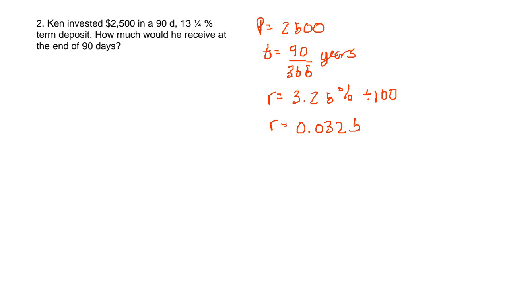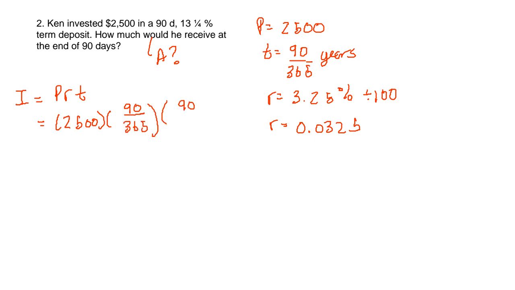So again, we're being asked to find the amount, but in order to do that, we're going to calculate our interest first. So our interest is P times R times T. My principal is 2,500. My rate is 0.0325 and my time is 90 over 365.